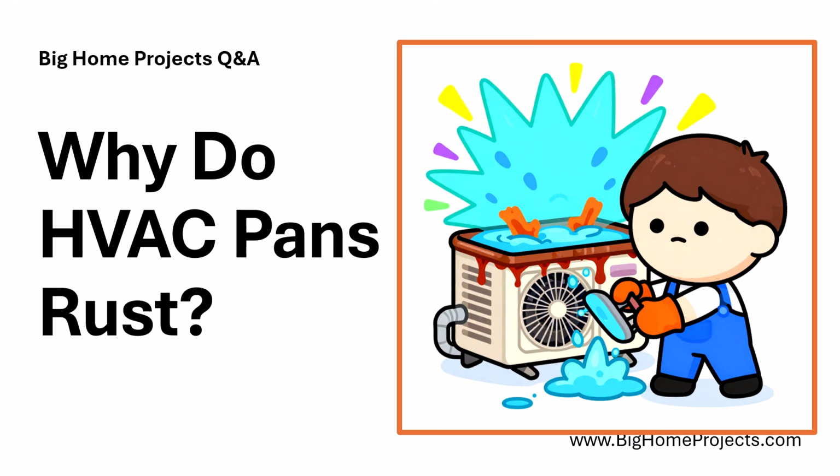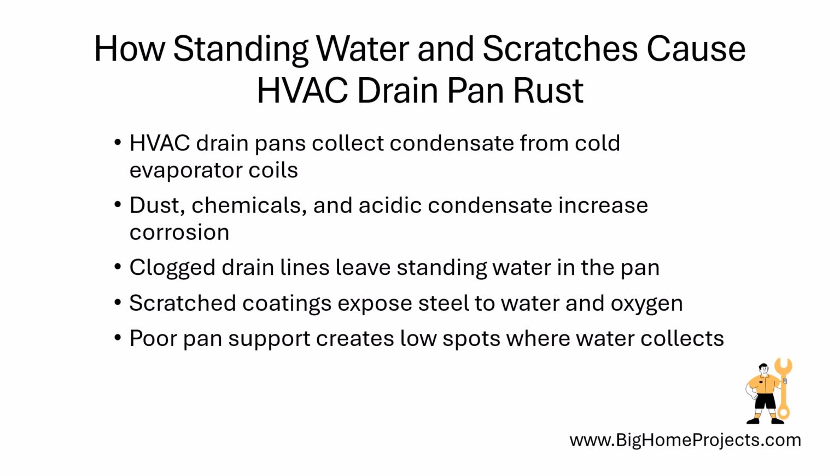What causes HVAC drain pans to rust? HVAC drain pans usually rust because standing water, acidic condensate, damaged protective coatings, and trapped dirt slowly wear away the metal. An HVAC drain pan catches water created when warm, humid air passes over the cold evaporator coil.